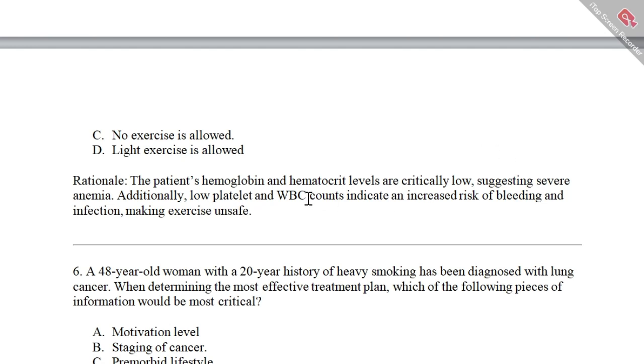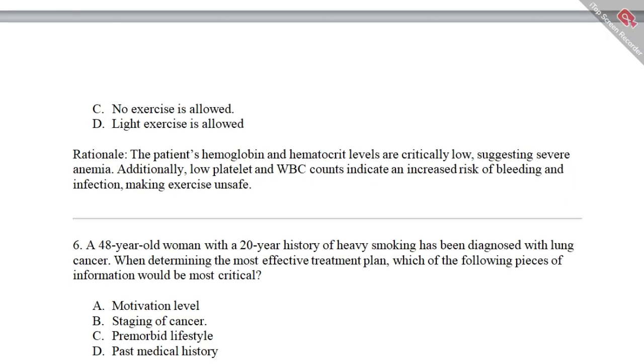If you are going for option C, you are 100% right. Option C is the correct option. Rationale: no exercise is allowed. The patient's hemoglobin and hematocrit levels are critically low, suggesting severe anemia. Additionally, low platelet and WBC counts indicate an increased risk of bleeding and infection, making exercise unsafe. Now you understand why the rationale is important, to understand why something is going well and why something is going wrong.